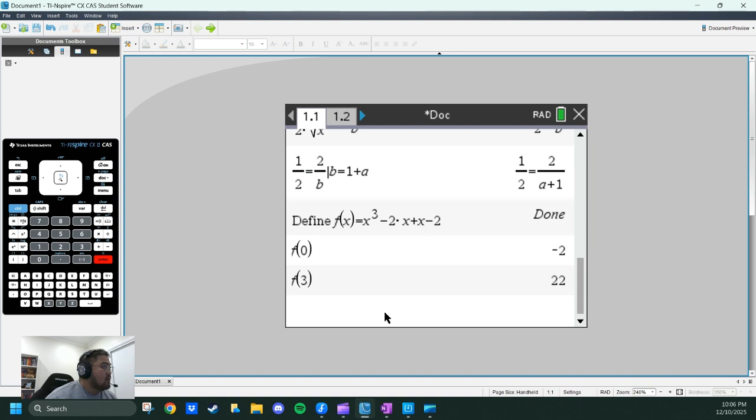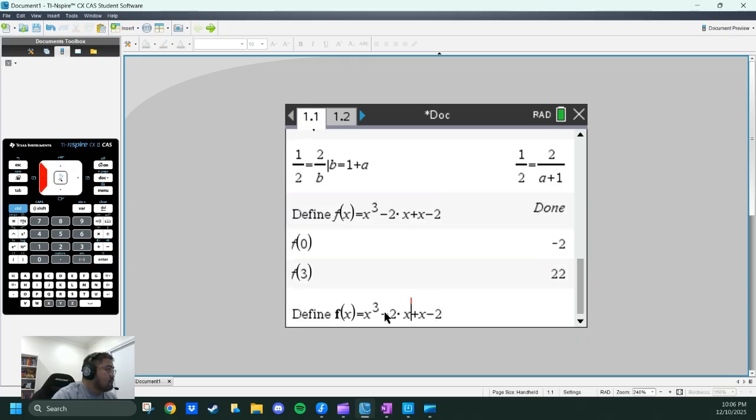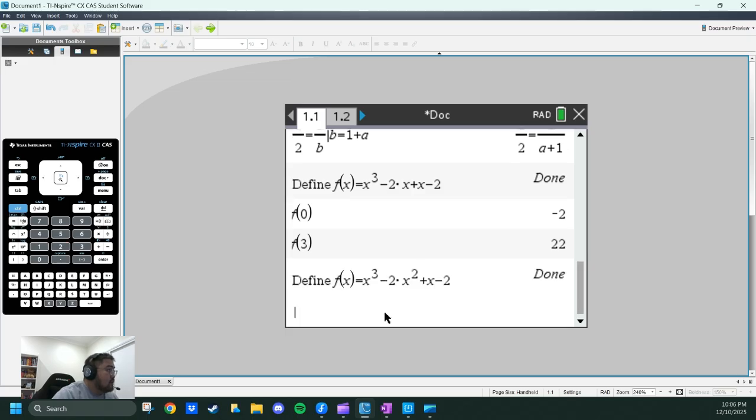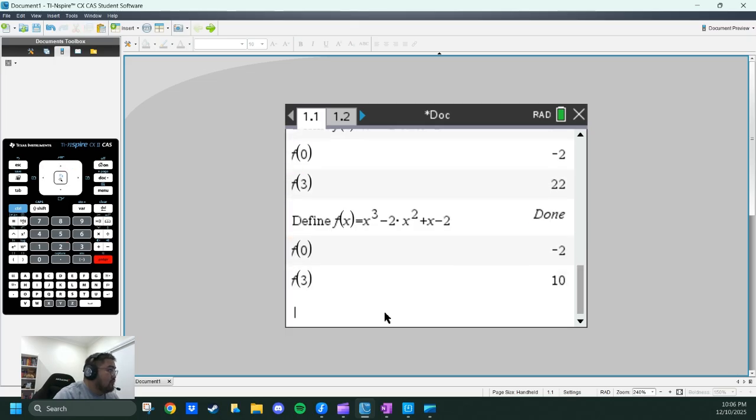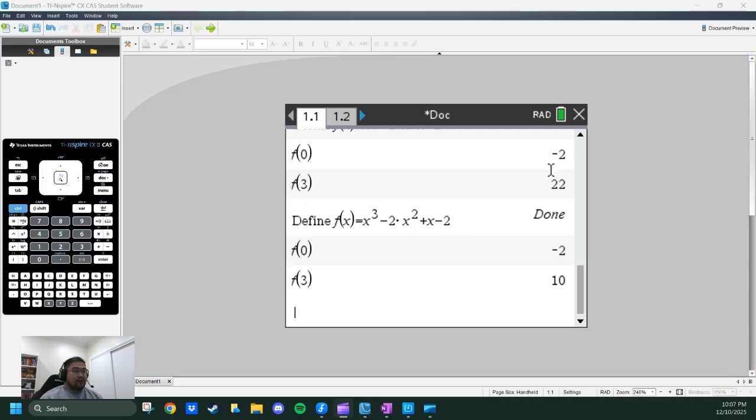Okay, that does not sound right. You know why? I forgot to put squared here. Okay, so let's do that again. F of 0, f of 3. Again, that does not sound right. What have I done? I see what's going on.